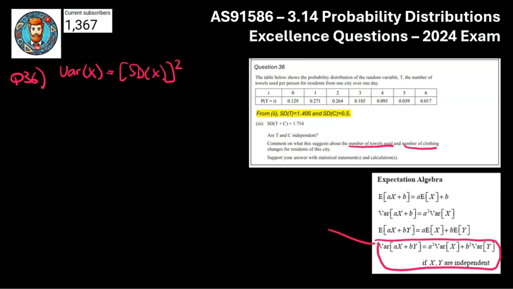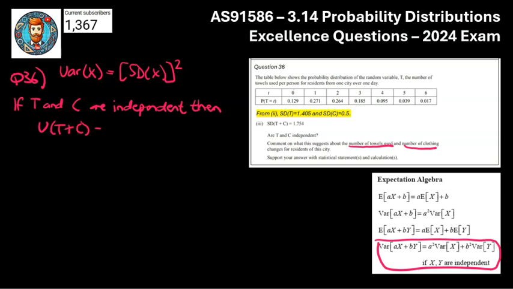And the next thing to note is this messy formula down here. Really importantly, this only works if the events are independent. So we can make a statement. If T and C are independent, then the variation of T plus C should be equal to the variation of event T plus the variation of event C. So we need to go ahead and calculate all 3 of these things.